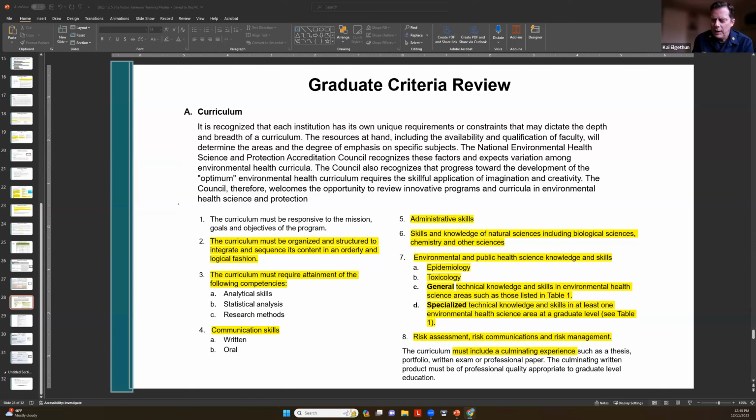Yeah, my understanding with the current criteria is that's fine. My understanding with the revised guidelines is that's fine too. I think our intent, or our request, would be that you have a track, you could call it an MS in environmental science with an emphasis in environmental public health.